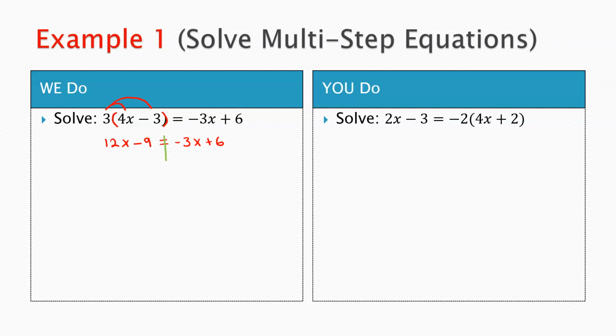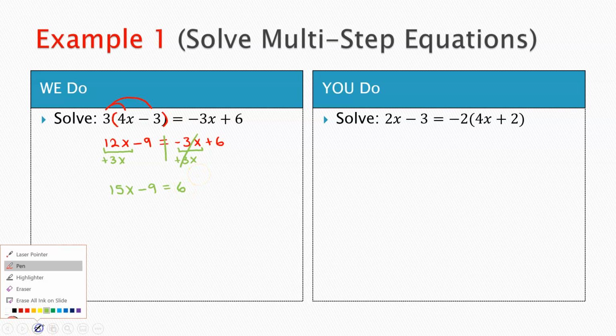Now I want to go after my like terms. I have a negative 3x and a positive 12x on the left. It's up to you which one you want to eliminate, but personally I would move over the smaller one, in this case negative 3x. If I want to move it to the other side, we have to use inverse operations. The inverse of minus 3x is plus 3x, and we do that to both sides. 12x plus 3x is 15x. Bring down my minus 9 and my equal sign. 3x and negative 3x go away, and we bring down our 6.